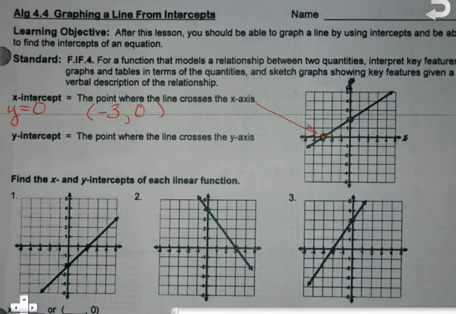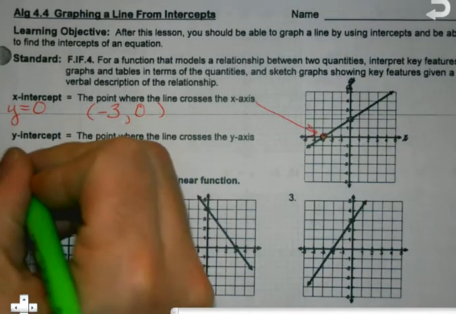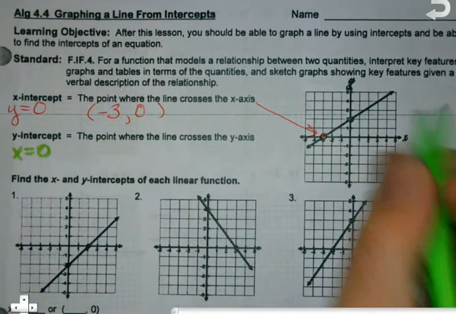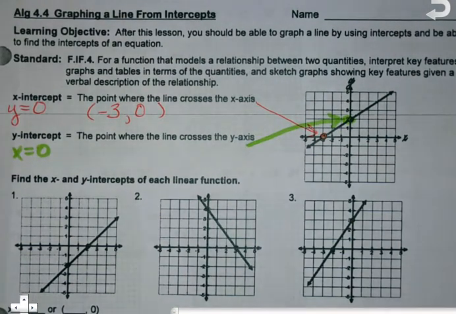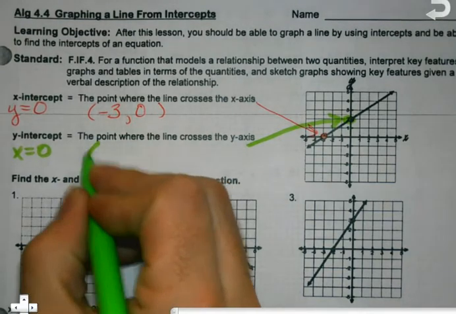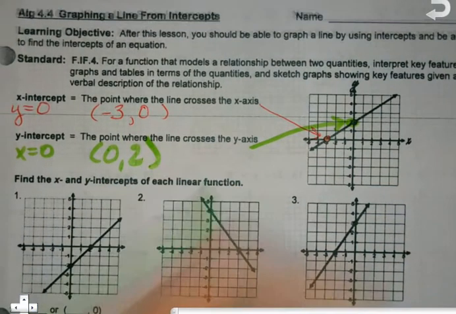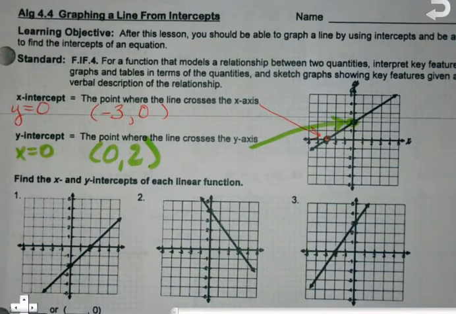With y, it's just the opposite. My x value is always going to be 0, because to get here, I don't move left or right at all, I just go up 2. So my y-intercept in this case would be at 0, 2. Thank you for the correction on that one.